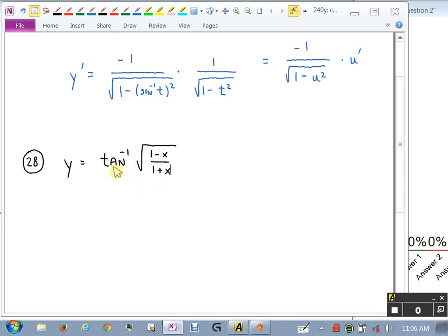So the outer function here would be arctangent. The next one inside would be the square root, and then inside that would be your quotient rule. So you could look at this as a composition of 3 separate functions. So let's start out with what the derivative of arctangent of something is. Again, that's something I did not show in class, but it's one of the formulas. So what's the derivative of arctangent of something, of u in this case? 1 over 1 plus u squared, right?